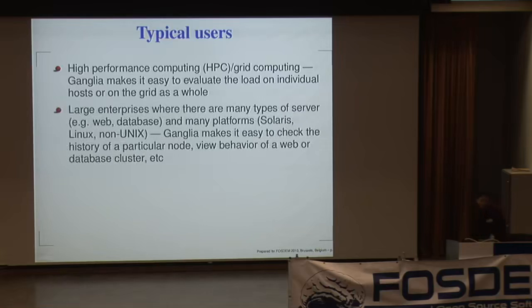And in large enterprises, you have different servers like web servers and database servers. You have a large corporation with many computers that do different things. So you can use Ganglia to check how these servers are performing, and then you can go back in time, look at the history, and figure out what's going on. So it's pretty similar uses.